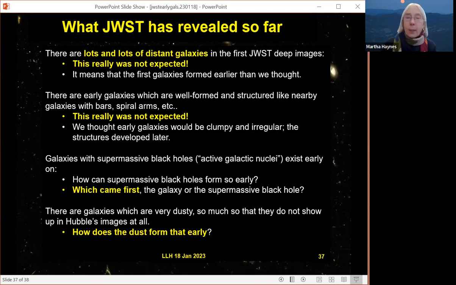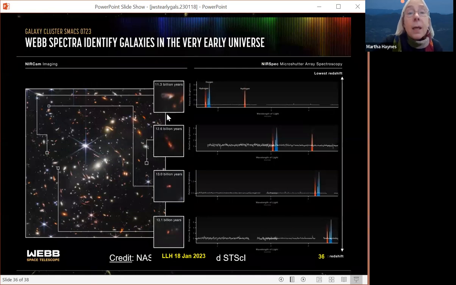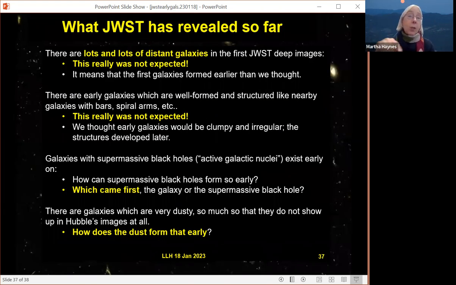Another thing that's interesting, and you can kind of see this, is that some of these objects have some structure. They're not just little blobs. Even though they're tiny because they're very far away, they actually show some structure. And the nearby galaxies, we saw spiral arms. Some of them were smooth, some of them had arms, some of them had bars in them. We were thinking that early galaxies would just be clumpy and lumpy and irregular and probably small, and that the structures developed later. But instead, we're seeing early galaxies that are already at those early epochs well formed.